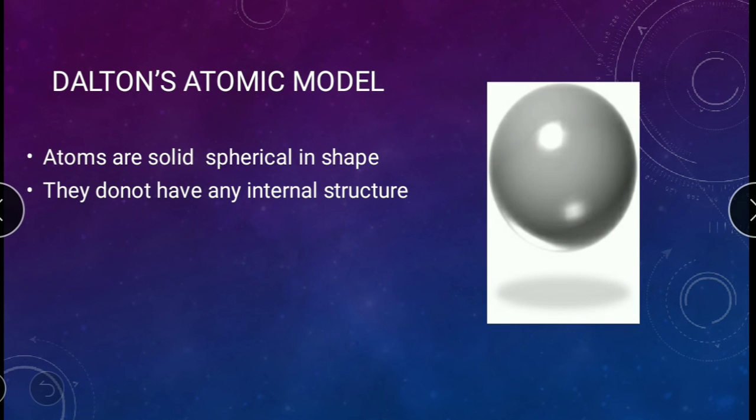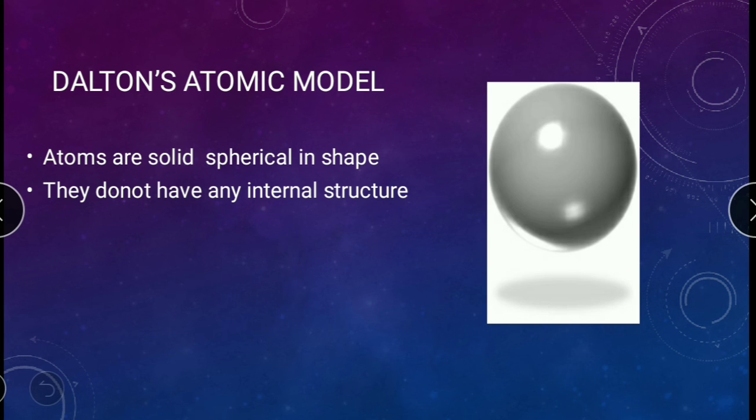Next is Dalton's atomic model. Dalton also put forth the atomic model, that is the structure of atom. How will the atom look? According to Dalton, atoms are solid and spherical in shape. You can see this in the picture.